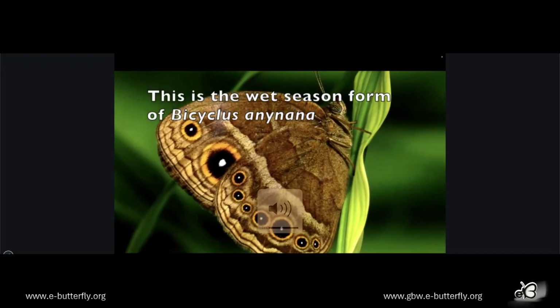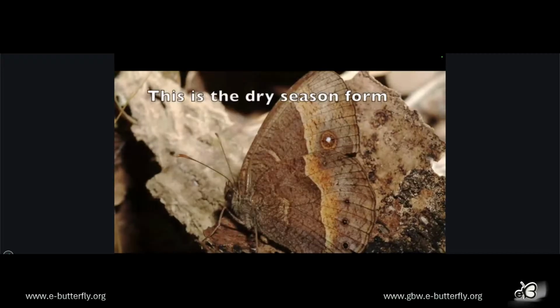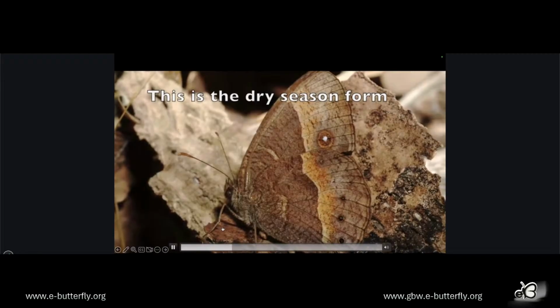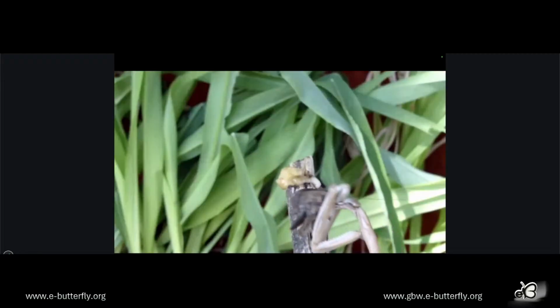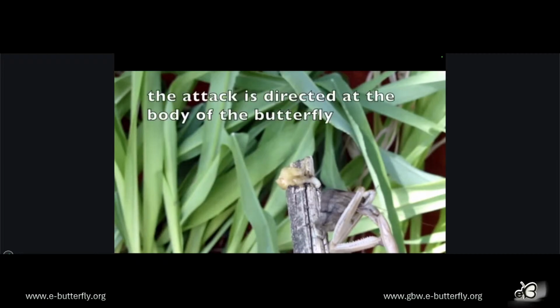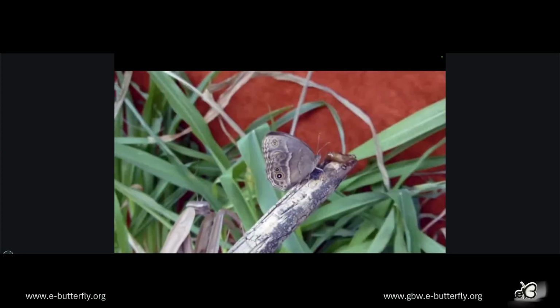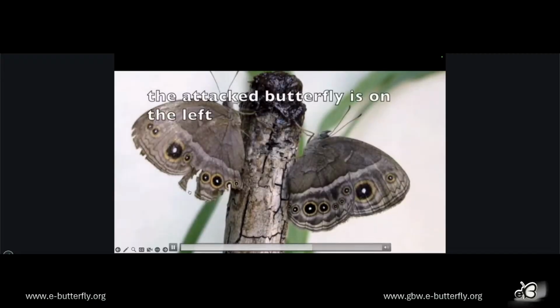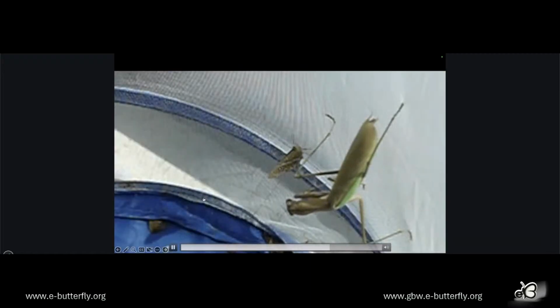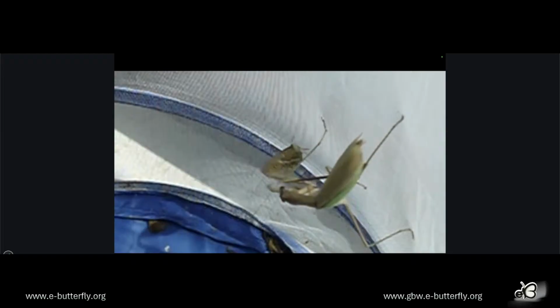So here's a wet season form of a Bicyclus anynana butterfly and a dry season form. And here's the dry season form attack. So the attack goes straight to the body, so the mantid can detect the body and attacks there. But here, the mantid is going to attack the edges of the wing. That was actually the attacked butterfly that you can see here on the left. And here's a slow motion.